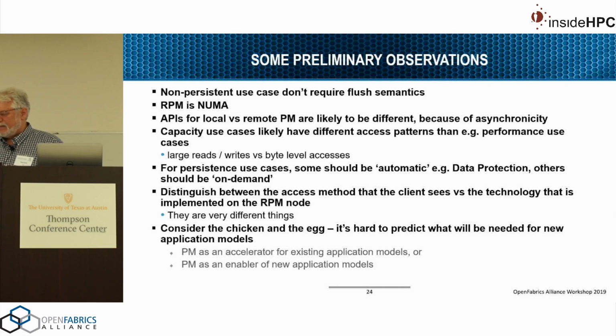Distinguish between the access method that the client uses, sees, versus the technology that is implemented on the RPM node. I waved my hand about this a minute ago, so be careful to distinguish between, am I doing a file operation or a memory operation? That's the access model, and that's what typifies the difference between a storage operation and a memory operation. Distinguish that from the way that the technology is implemented on the remote node. Don't confuse those. People do that all the time.